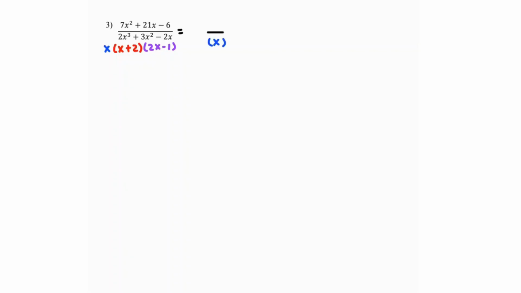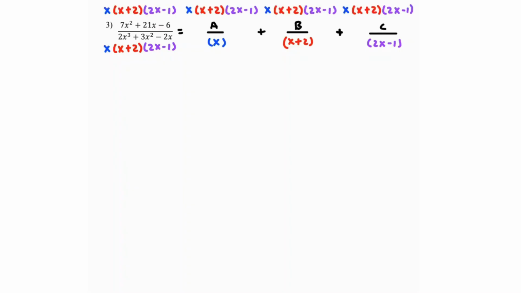First fraction is going to have a denominator of x. Second fraction will have a denominator of x plus 2. And third fraction will have the denominator of 2x minus 1. We don't know the numerators, so let's call them a, b, and c. Let's multiply both sides by the original denominator, 2x cubed plus 3x squared minus 2x, or the factored form, x times x plus 2 times 2x minus 1.